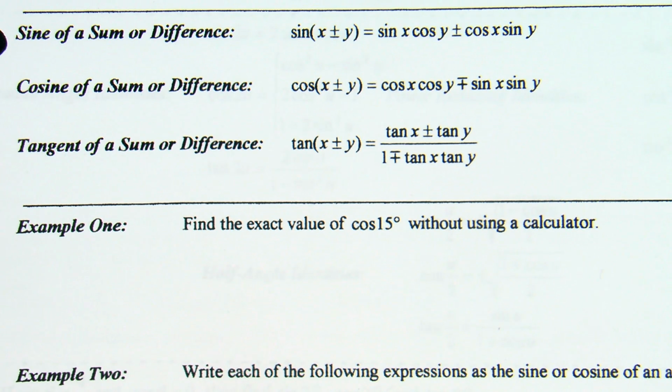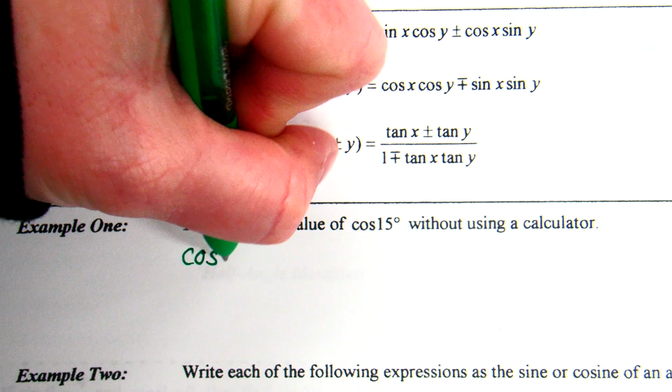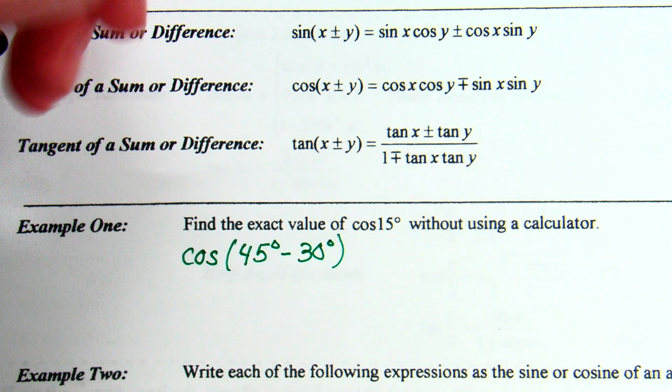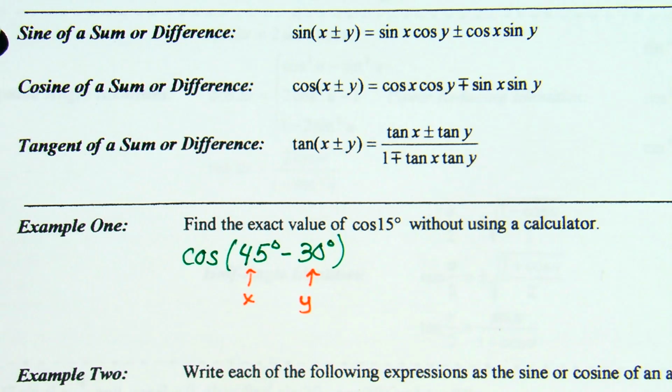So I'm going to rewrite. If they want us to find cosine of 15, we're going to do this as cosine of 45 degrees minus 30 degrees. Is that still cosine of 15 degrees? Yes. And so the idea is that this 45 degrees and this 30 degrees are my x and y in my equation up above. So every time I see x, I'm going to put in 45 degrees. Every time I see y, I'm going to put in 30 degrees.